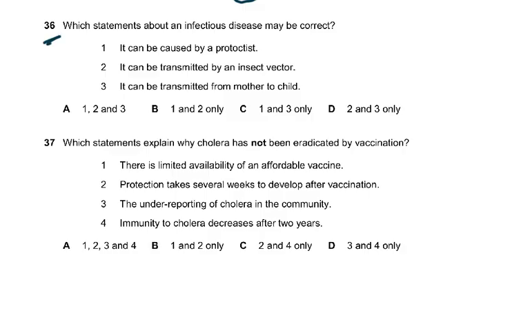Question number 36. Which statements about an infectious disease may be correct? It can be caused by a protoctist. It can be transmitted by an insect vector. It can be transmitted from mother to child. The answer is A, 1, 2, 3.